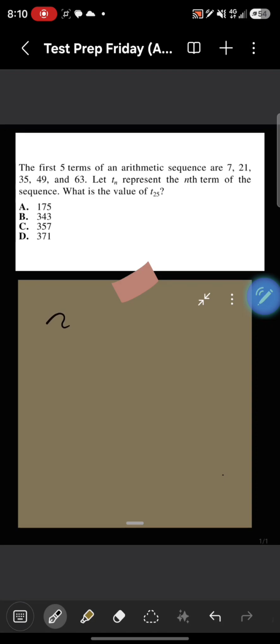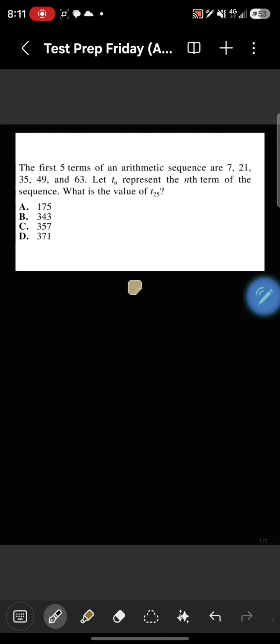The explicit formula for an arithmetic sequence is a sub n equals a sub 1 plus the quantity n minus 1 times d. The n represents the term number we're predicting. A sub 1 represents the first term, while d represents our common difference. Let's look at how to calculate the common difference.